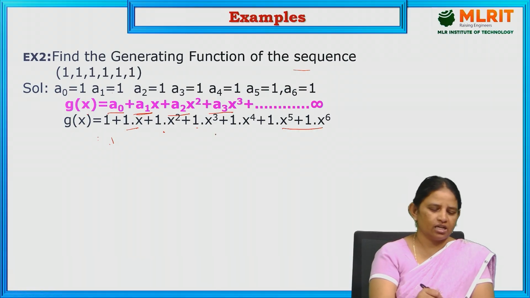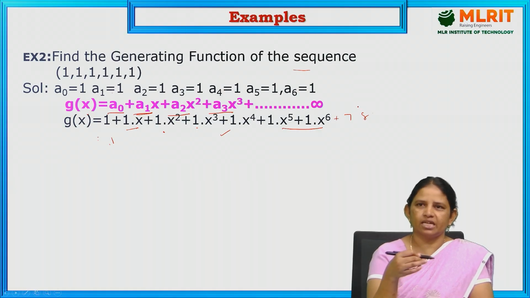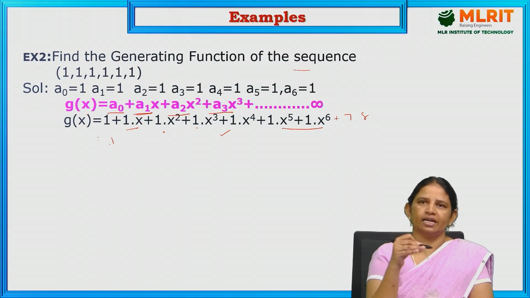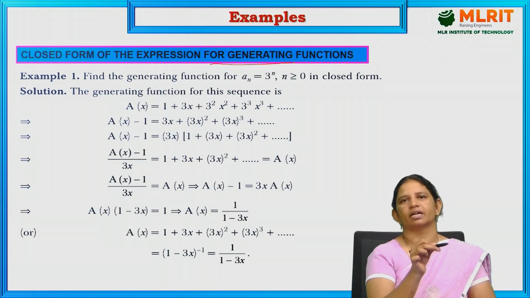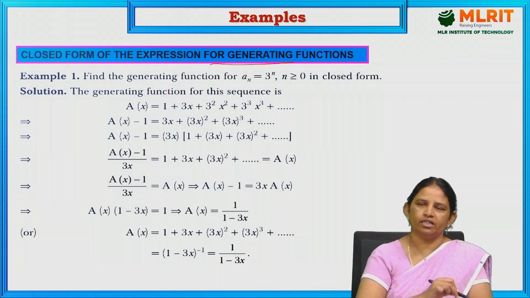Suppose in the generating function sequence there are 7 terms or 8 terms, it is easy to expand. Suppose there are 100 terms present. So we need to summarize the generating function. That is called the closed form of the generating function. How to find the closed form for the generating function?